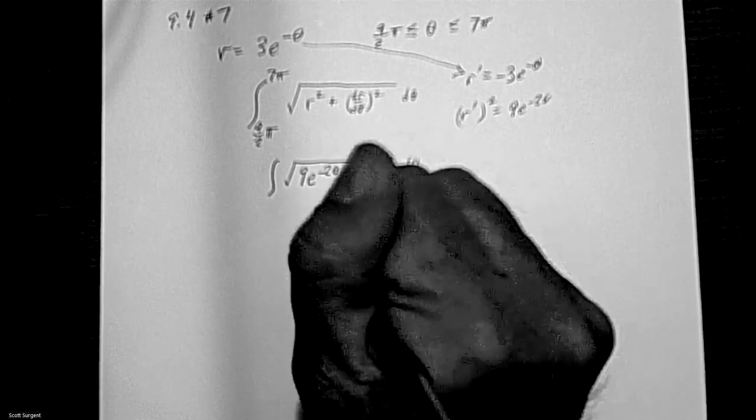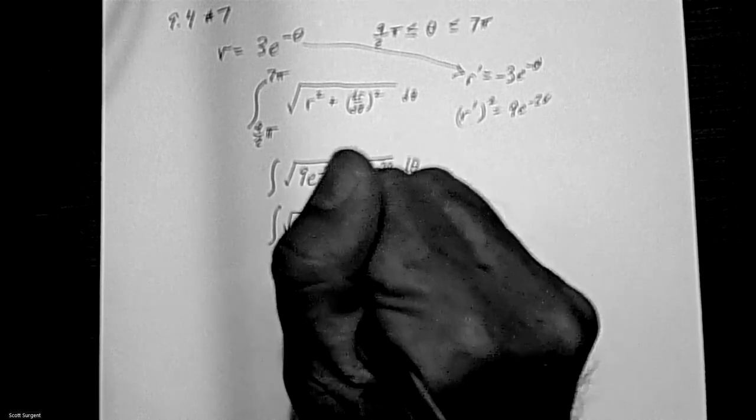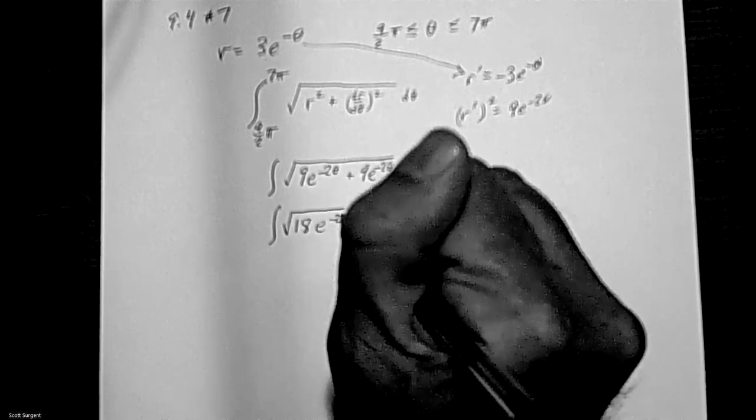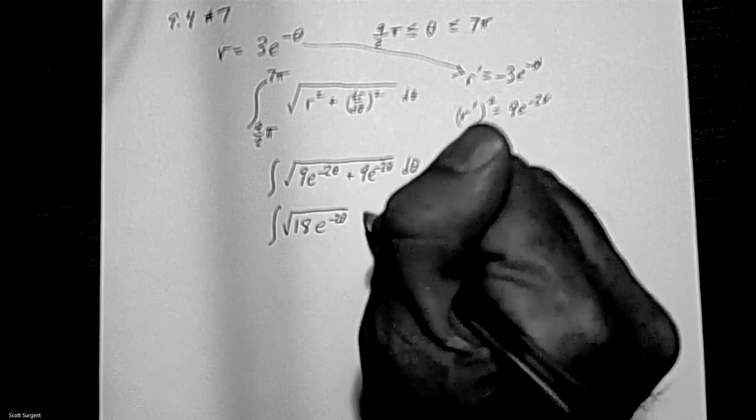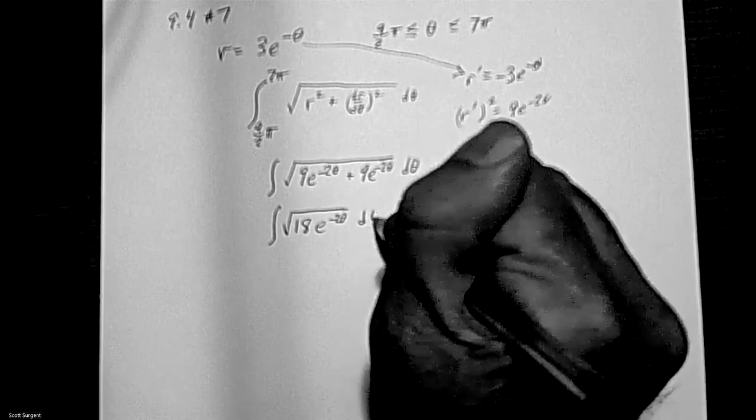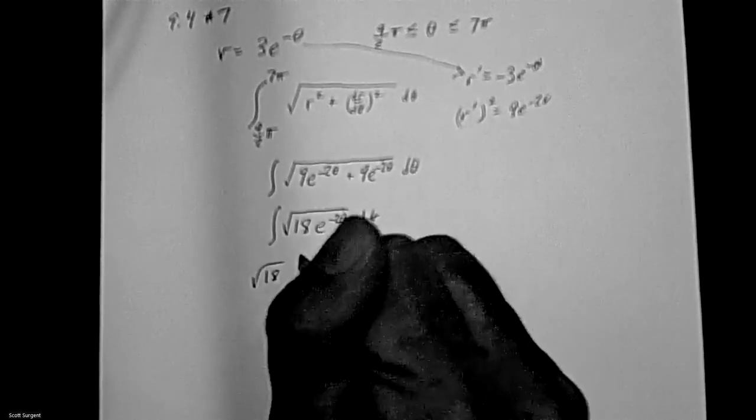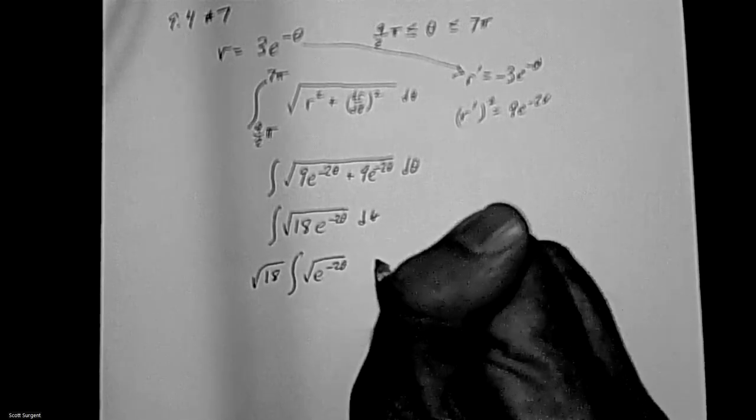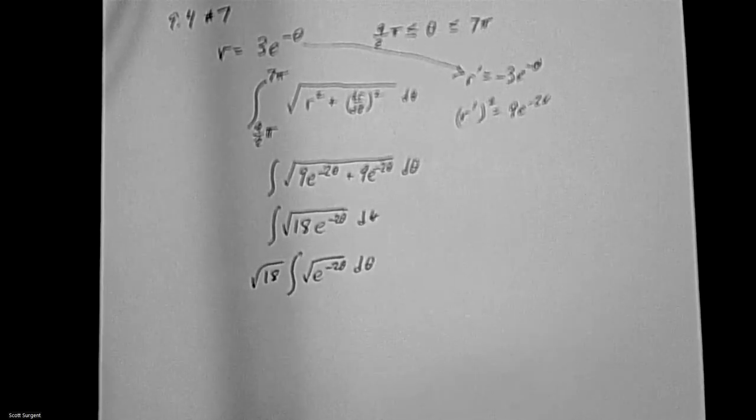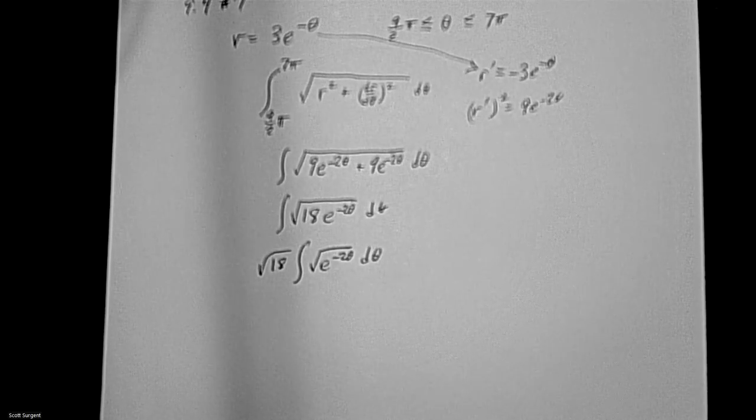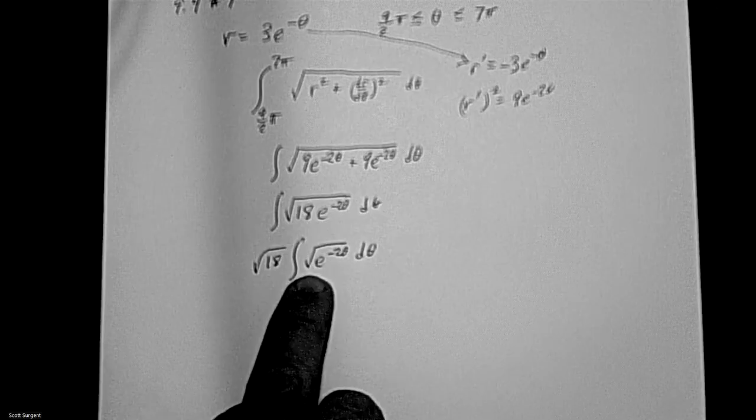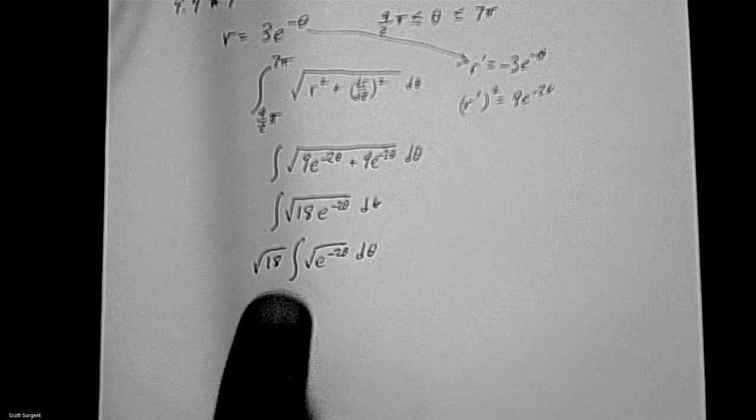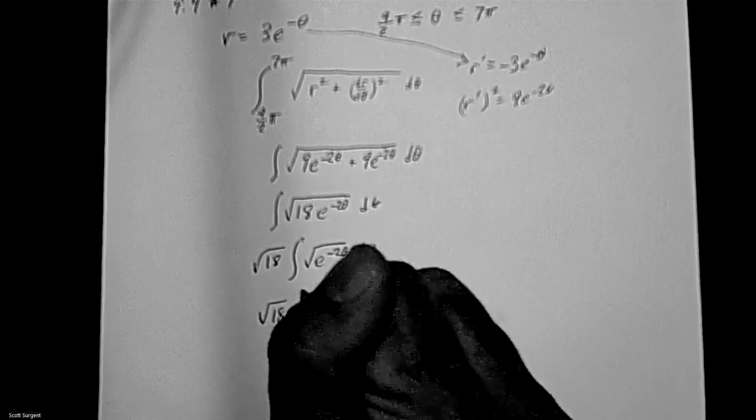So what I really have here is 18e to the negative 2 theta. And the 18 is just really a constant. I'm going to bring it out in front. And I have the square root of e to the negative 2 theta d theta. Does everybody see what I did there? I just do that because it gets in the way. And it turns out that the radical and the square cancel.